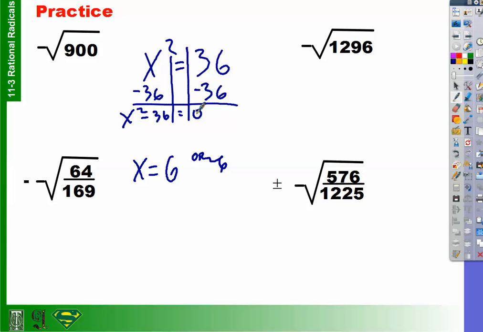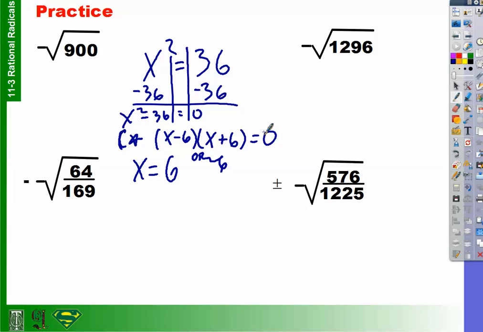So I've satisfied my condition of getting the quadratic equal to 0. What's the other thing that must be true for a quadratic to be solved? Emma? It must be in factored form. So what is x squared minus 36 in factored form? It is a difference of squares. I'm going to rewrite it over here. So we have x minus 6 times x plus 6 is equal to 0.